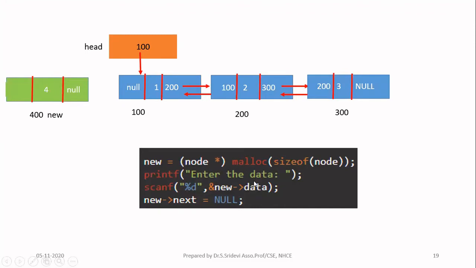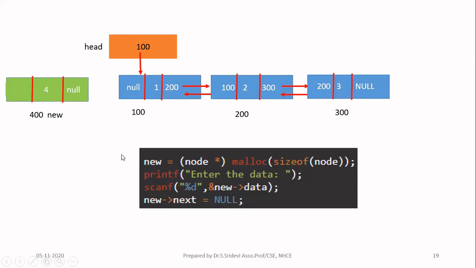So as usual, using malloc, you get the data. Here I am storing null in the next field of the new node, not in the previous field as we did in the previous example, because this will be the last node now. So in the next field, I am storing null. So I am writing new arrow next is equal to null. When these steps are over, you will have this green color node created.